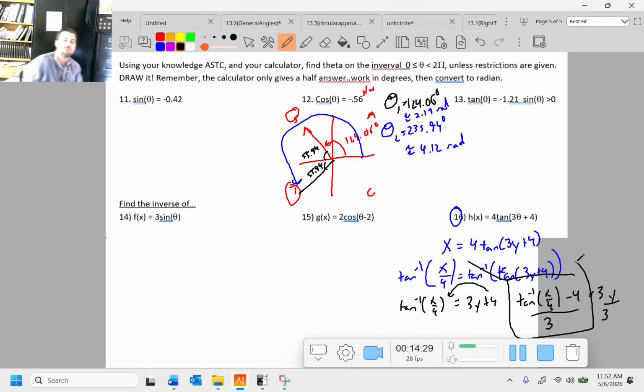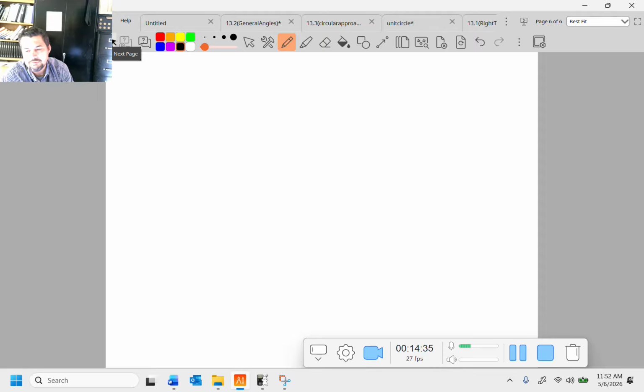Now, there's actually a little bit more to this. There's supposed to be a restriction and stuff, but it's okay. You're just in algebra 2.